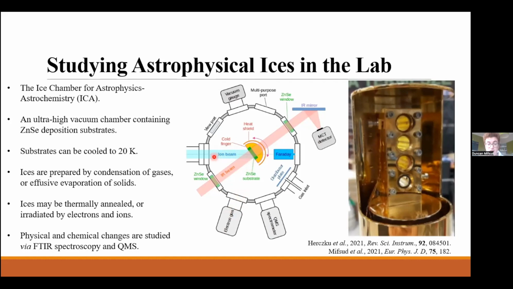But really interestingly is the fact that the chamber itself is hooked up to a Tandetron particle accelerator. And so we can irradiate our ices with ions of various elemental identities and energies: protons, carbon ions, sulfur ions, and so on. And so we can mimic the radiation chemistry in various astrophysical environments.